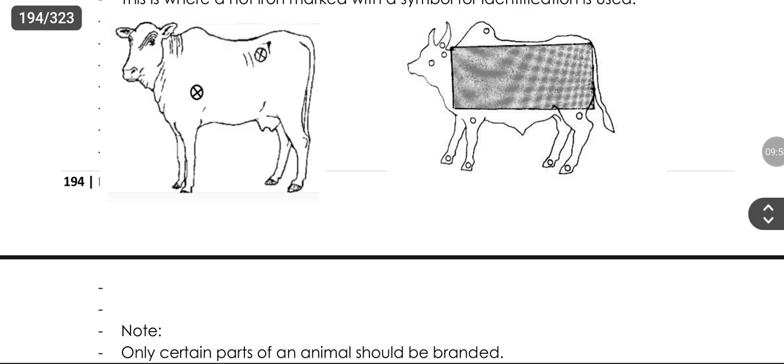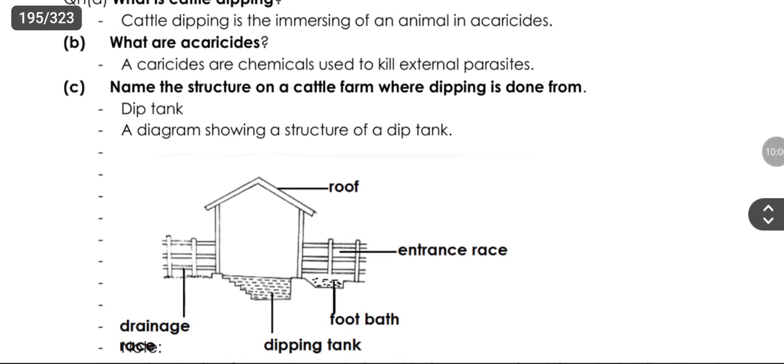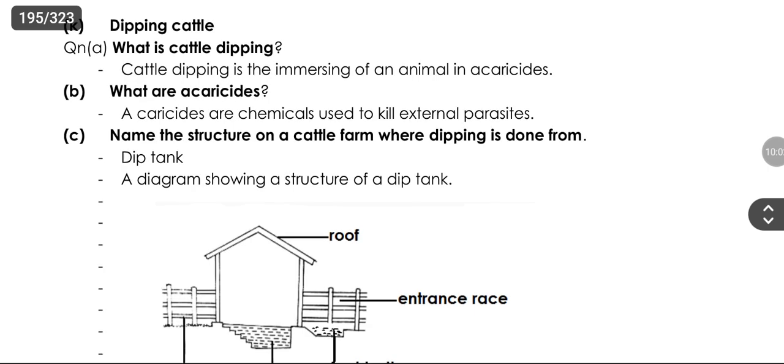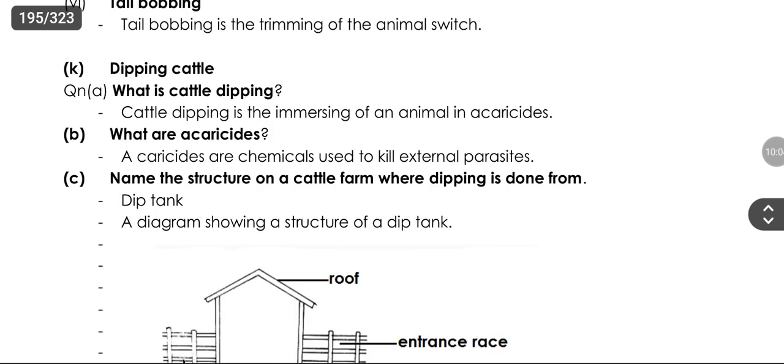Then we talk about something else, which we call dipping. Dipping in cattle. So dipping simply means, the animals always have what we call ectoparasites. Ecto always means outside. So those are the parasites that are always outside the animal's body. For example, ticks. You find the parasite on the outside of the cattle.